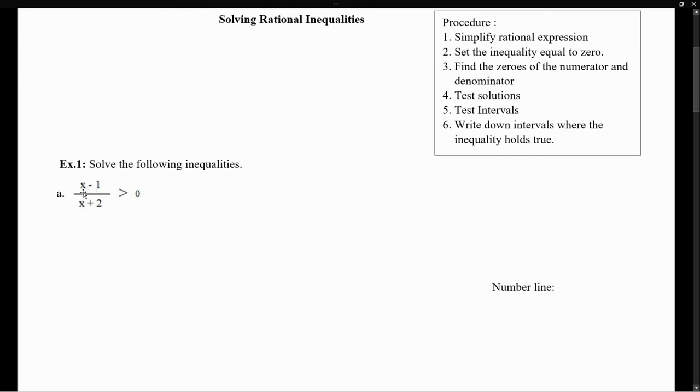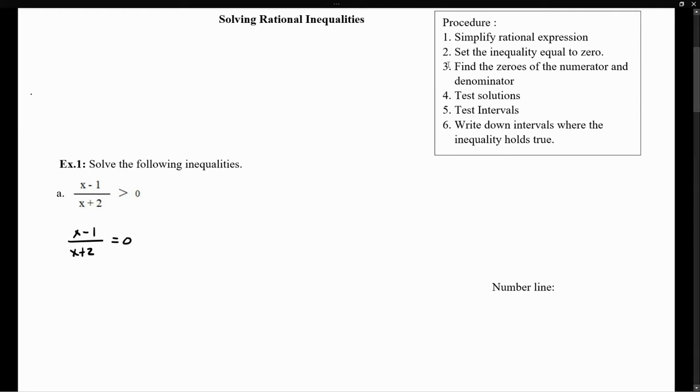For any rational expressions, equations, or inequalities, we always want to make sure that we're working with the simplest rational expression. Notice that in the first example, there is nothing else that we can do to simplify the rational expression. So step number 1 is done. Now we want to set the inequality equal to 0. So we're going to have x minus 1 over x plus 2, and we're just going to set it equal to 0. So step number 2 is done.